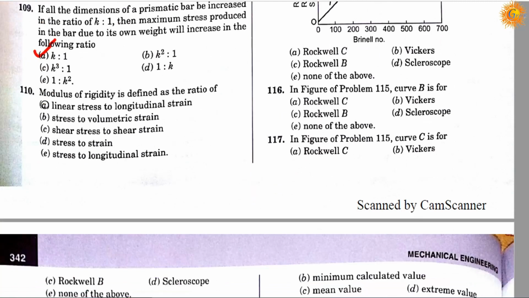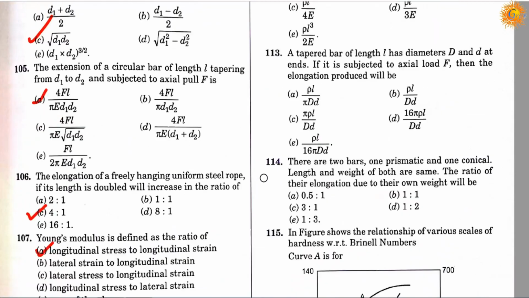Question number 110. Modulus of rigidity is defined as the ratio of: option A linear stress to longitudinal strain, option B stress to volumetric strain, option C shear stress to shear strain, option D stress to strain, option E stress to longitudinal strain. Correct answer is C. It will be shear stress to shear strain. Question number 111.